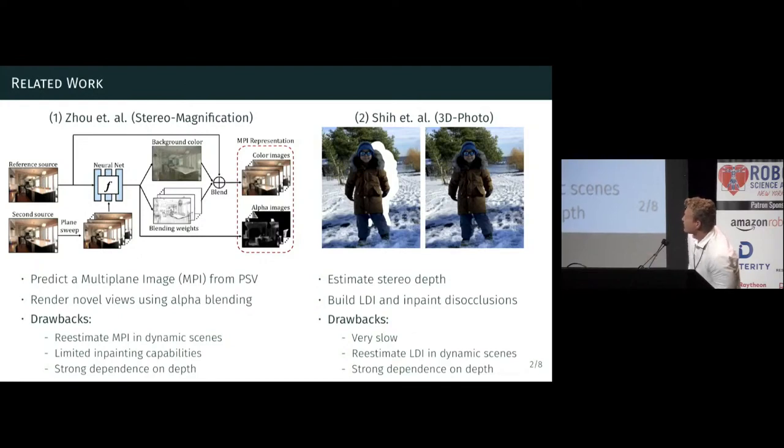On the left, Su et al. then predict the so-called multiplane image from a given plane sweep volume to then render novel views using warping and alpha blending. Their drawbacks are that they also have to re-estimate this MPI in dynamic scenes, that they have limited in-painting capabilities since they build the MPI in the reference camera, and that they also have a strong dependence on depth since each pixel will be assigned to one depth plane.